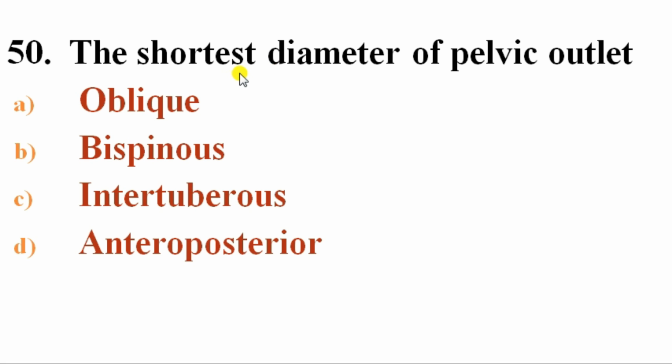Next question. The shortest diameter of pelvic outlet. Options A. Oblique diameter, B. Bispinous diameter, C. Intertuberous diameter, D. Anteroposterior diameter. Answer is B. Bispinous diameter. So the shortest diameter of the pelvic outlet is the bispinous diameter or the transverse diameter, which is about 10.5 cm. It is the distance between the tips of the two ischial spines, that is the bispinous diameter.